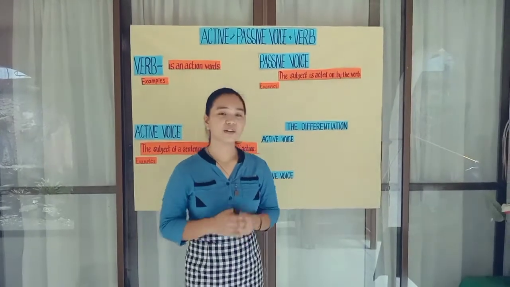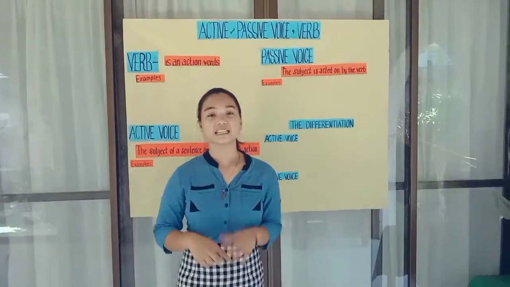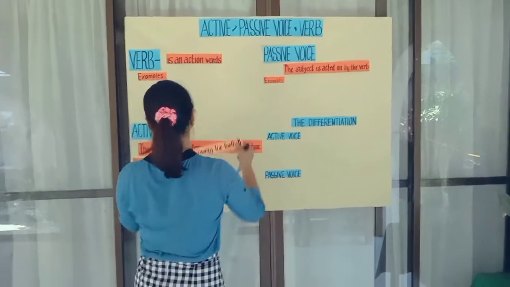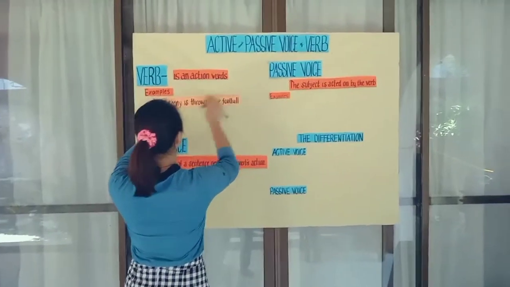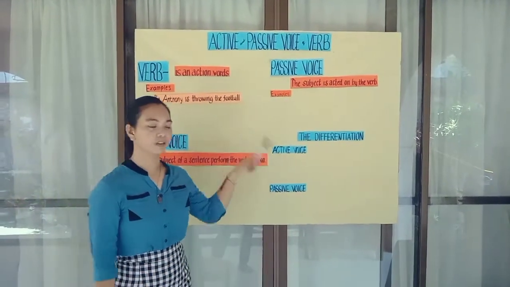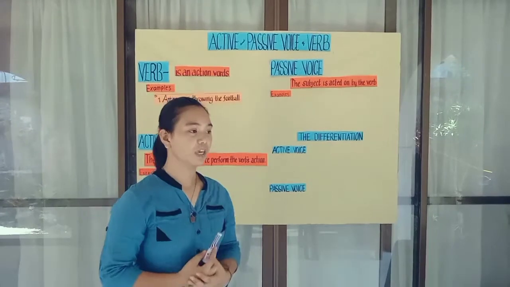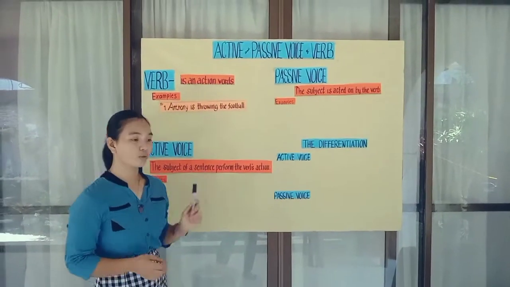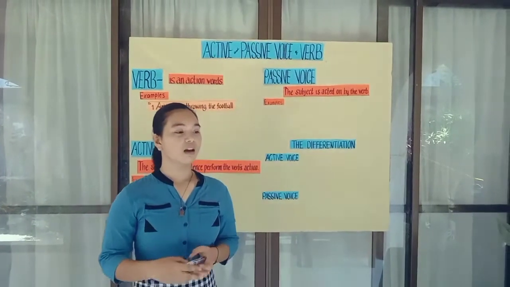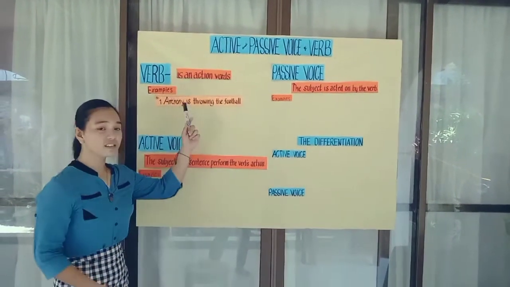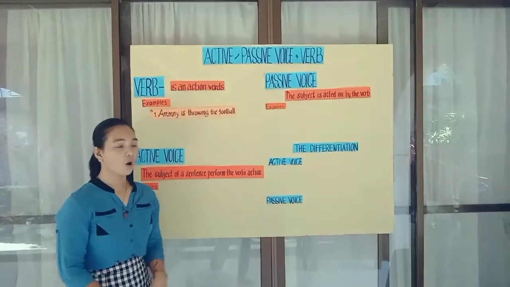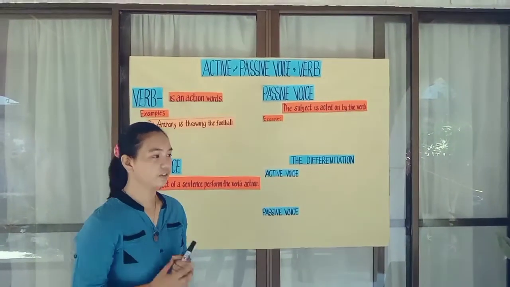So now, I have here three examples. Example number one: Anthony is throwing the football. So now, who can tell me where the action word is? Okay, Mr. Cruz? Very good. So in this sentence, throwing is the action word, or what we call the verb.